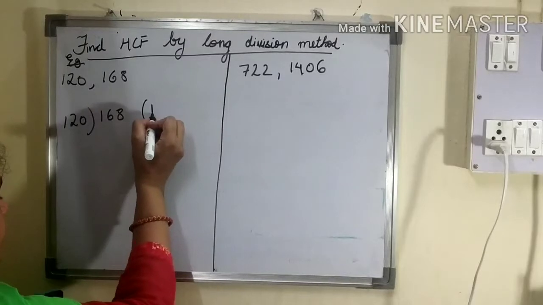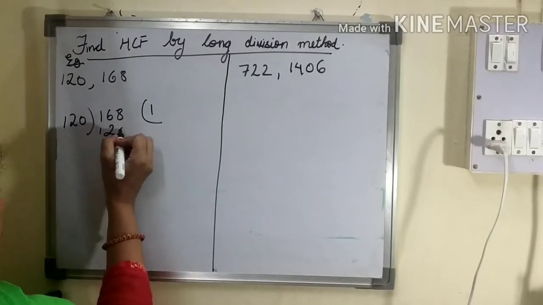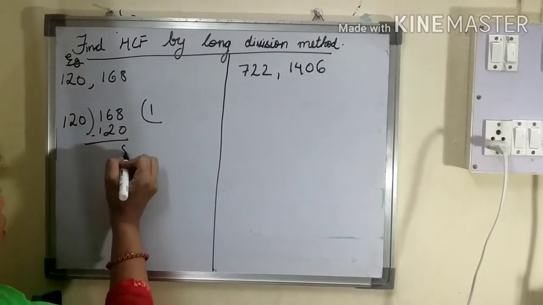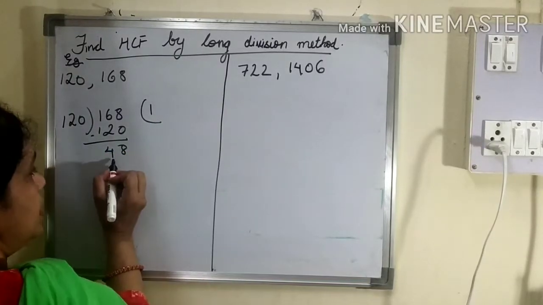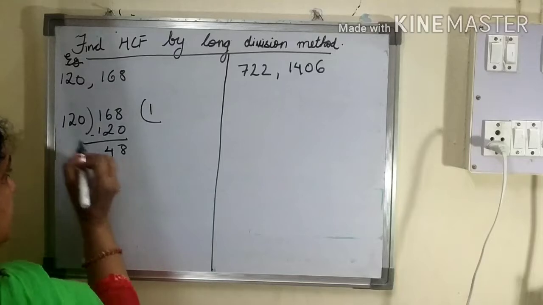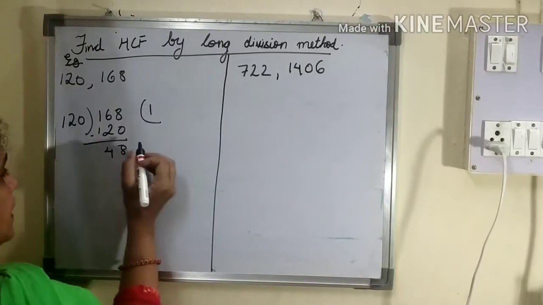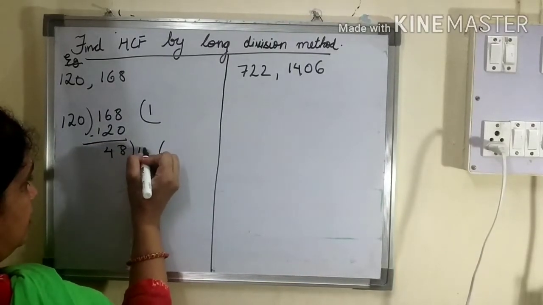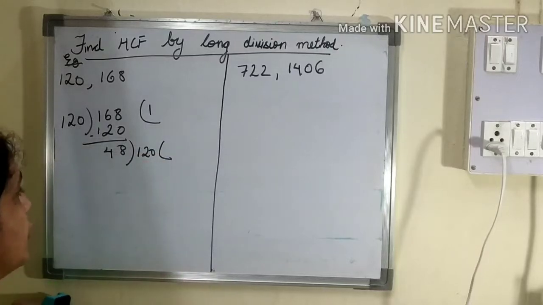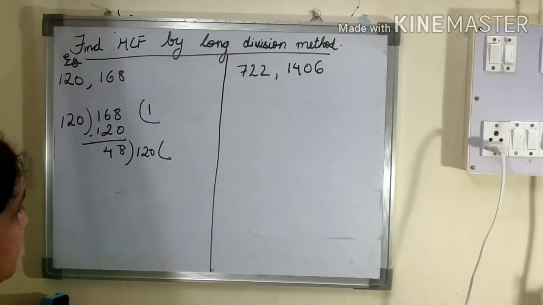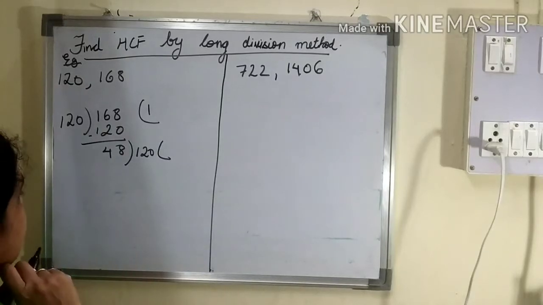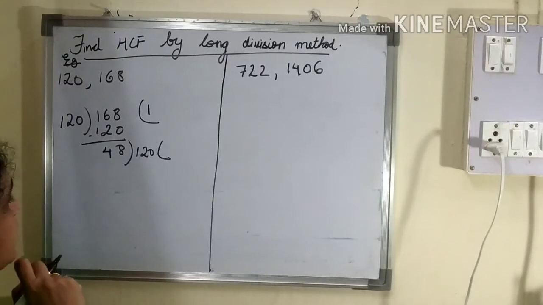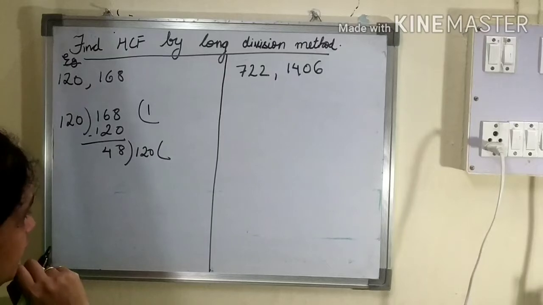Now I divide, it will go by 1 only, 120. Okay. Now what I got is 48. Now this will be the new divisor, and the first divisor will be the dividend. Now 48. 48 ones are 48, 48 twos are 96, 48 threes will be a greater number, I think.